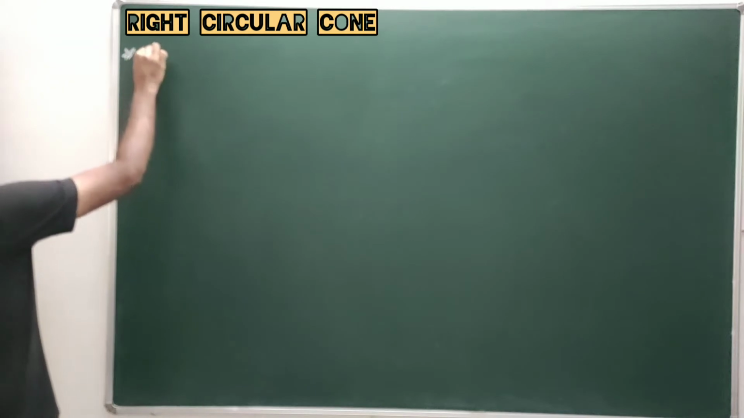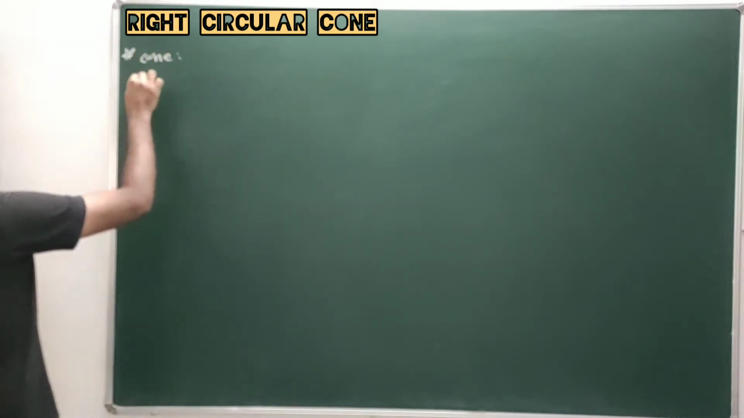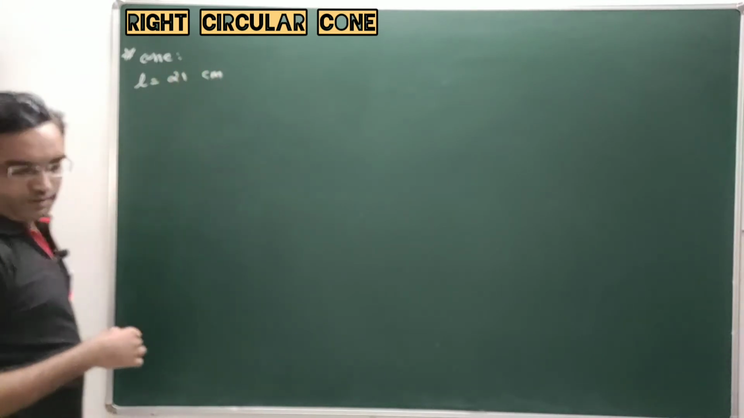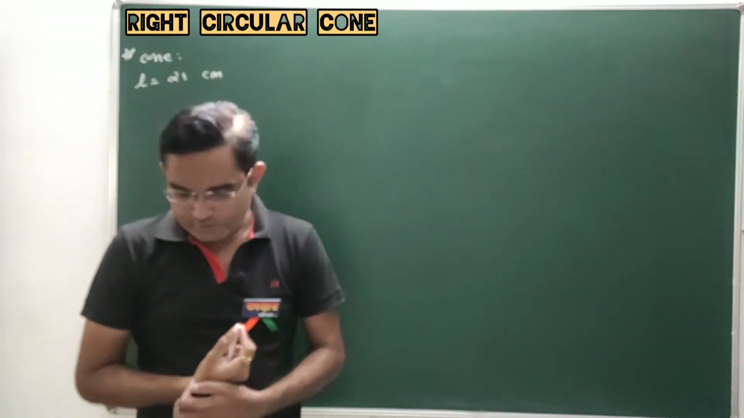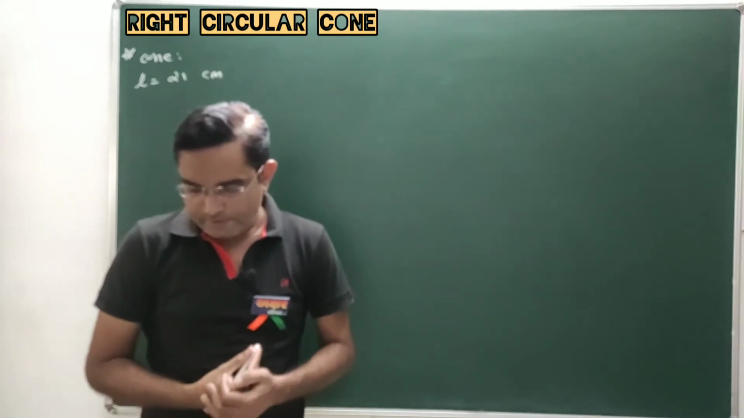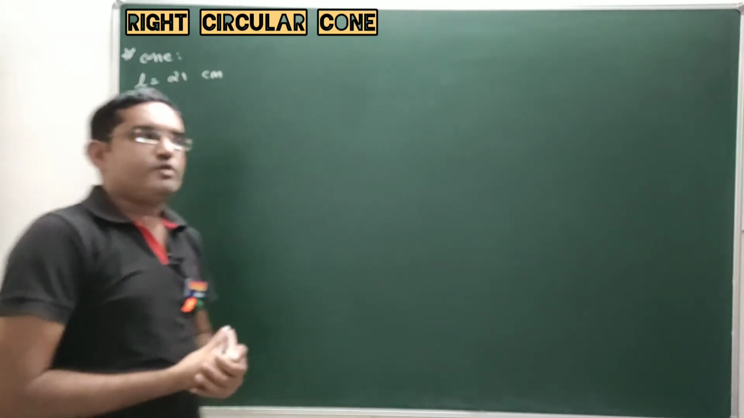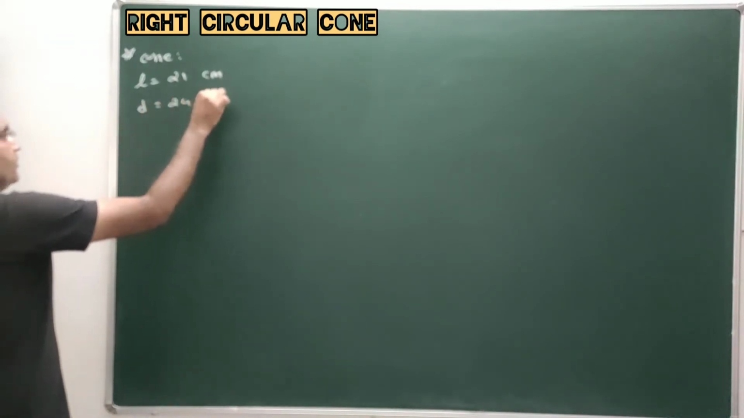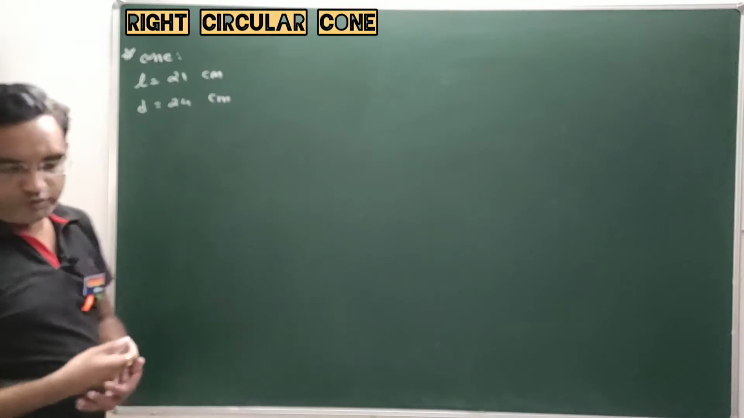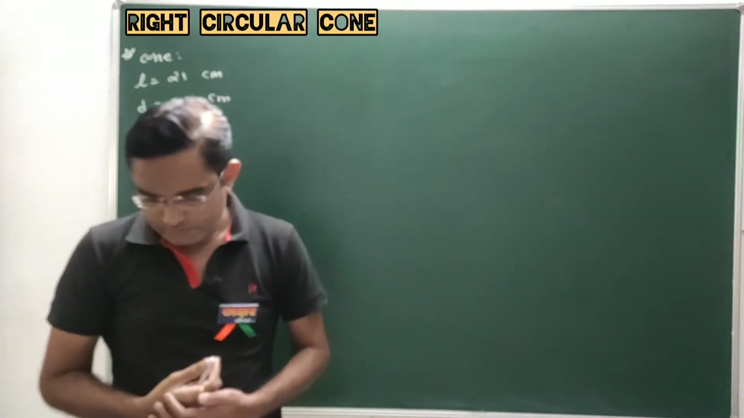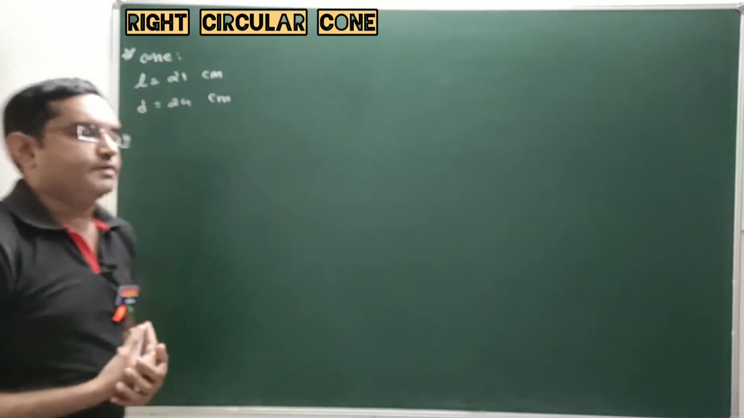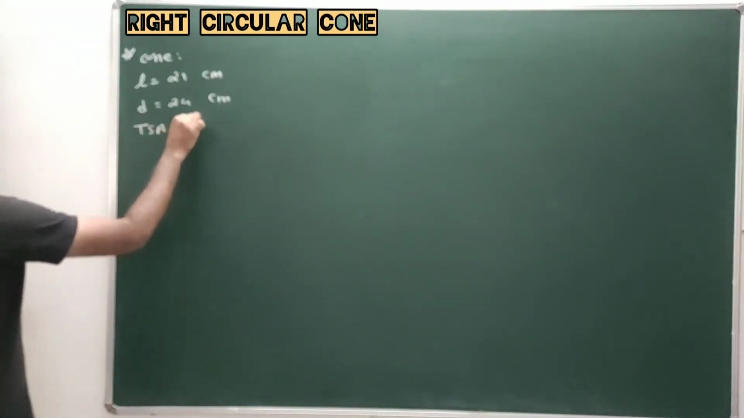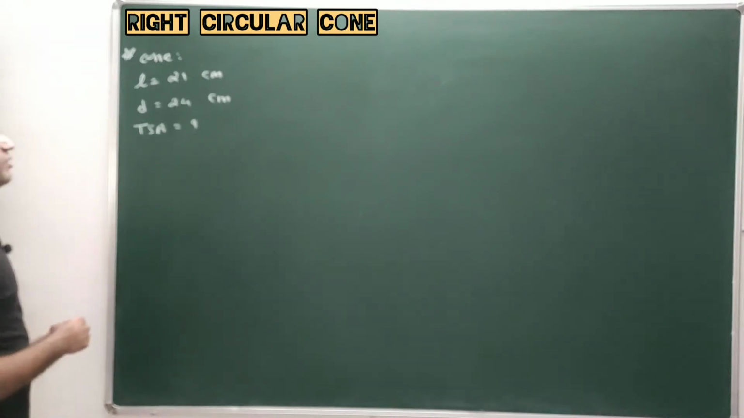For the right circular cone we are given that slant height is 21 centimeter and diameter of its base is 24 centimeter. For this solid cone you have to find the total surface area.